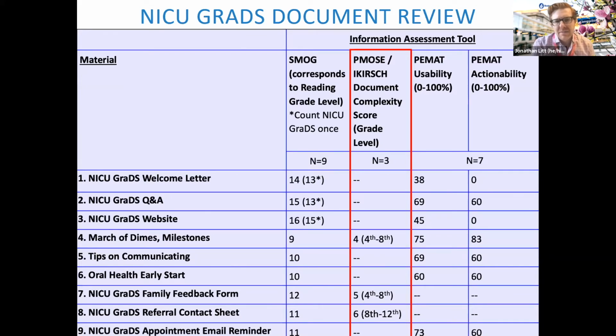And this particular tool gives you a range. You'll see here that perhaps it's a little better than the reading level, but it still shows a complexity level, particularly with number 8, the NICU CRAS referral contact sheet. This is how we communicate first with families. It's at a complexity level that's aimed at high school, which tells us that perhaps some of our documents may be more complex than they really need to be.